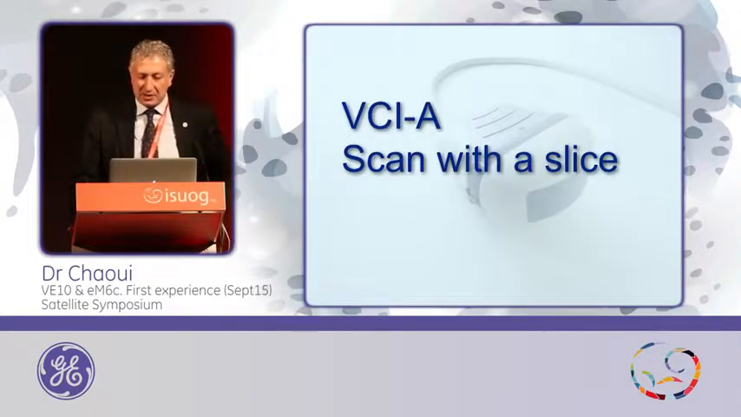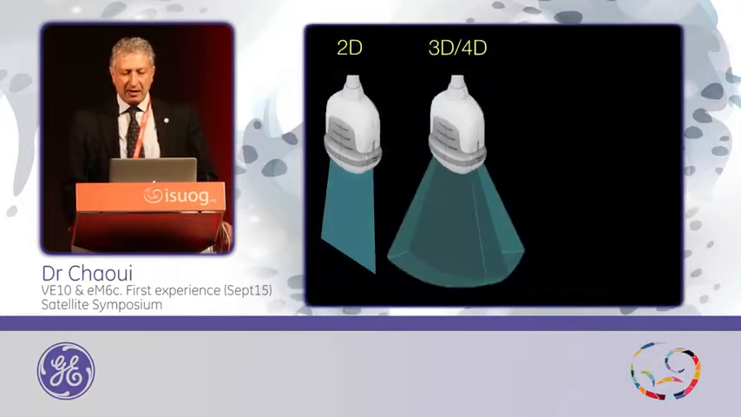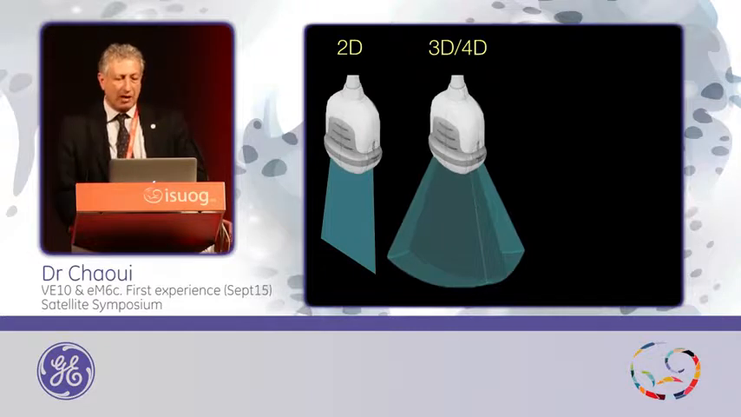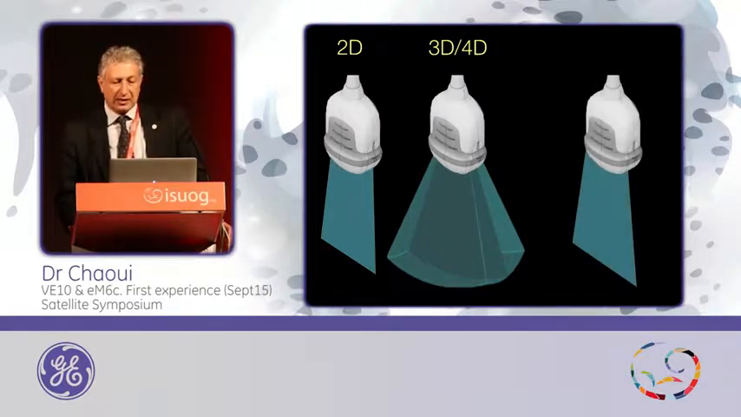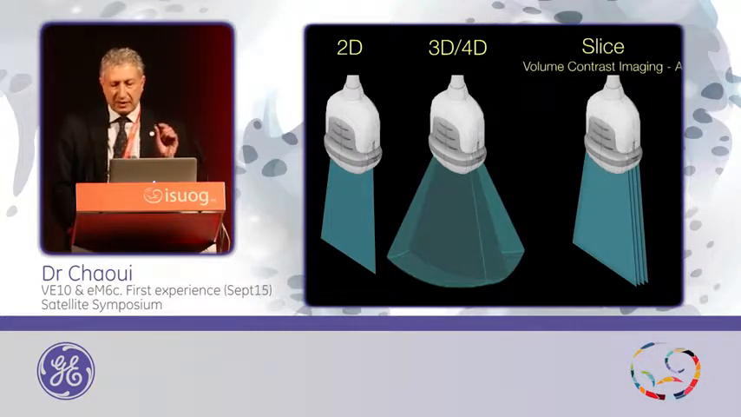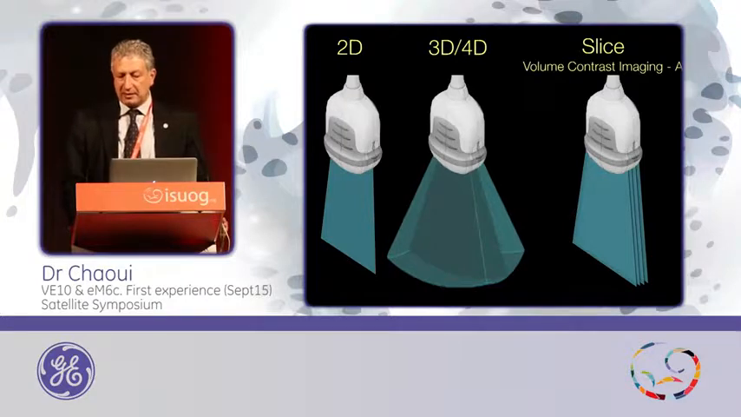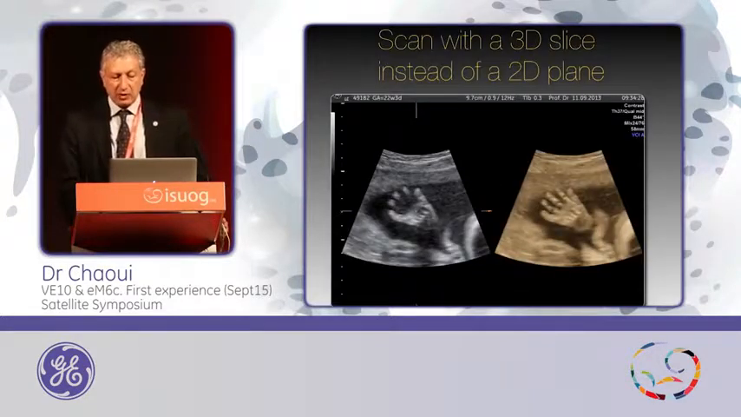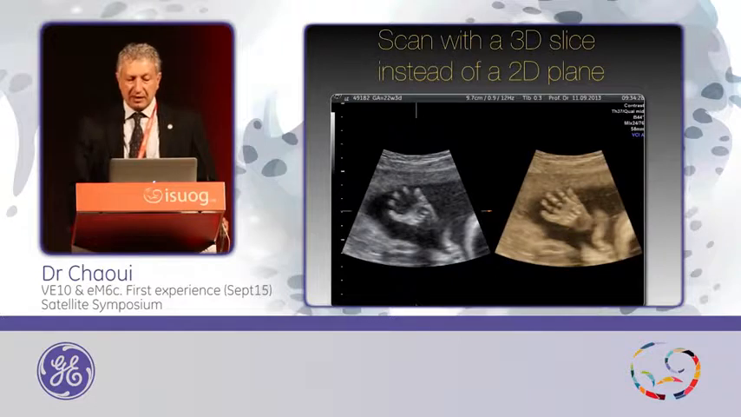One of my preferred uses is the so-called VCI. That means what I call a scan with a slice. In general, when you do 2D, you have one plane, and when you acquire volumes, you have a kind of large box where the complete information of the box is rendered. But what you can decide to do is, instead of having one plane, you can have, let's say, a narrow slice of several planes next to each other, with a width of between 2 to 3 millimeters and 10 or 15 millimeters.